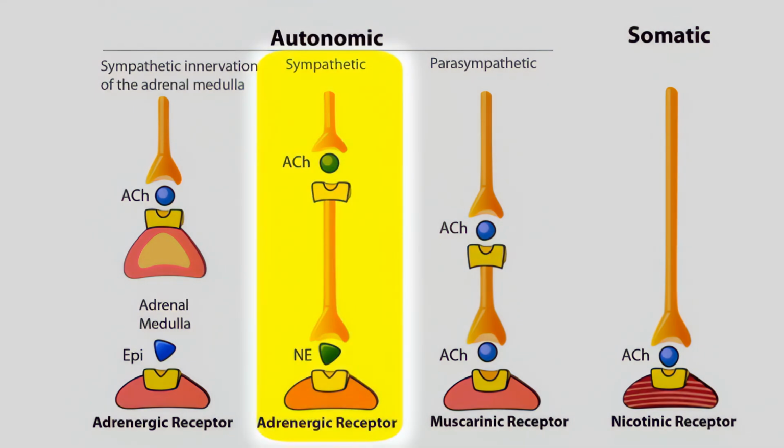The preganglionic neuron is very, very short this time, and the ganglion is going to be near the spinal cord, not close to the effector organ at all. Those postganglionic fibers are going to be very, very long, and they're going to branch multiple times, thereby innervating more than one organ system. Now again, the sympathetic nervous system uses acetylcholine to stimulate the nicotinic receptor on the ganglion, but then uses norepinephrine to stimulate adrenergic receptors on the effector organs.